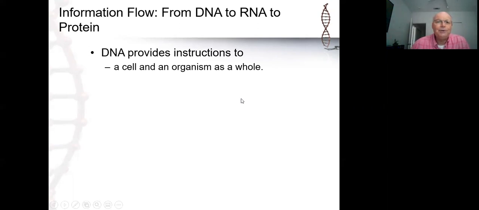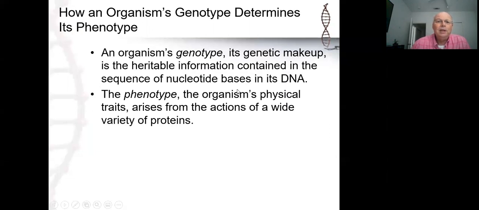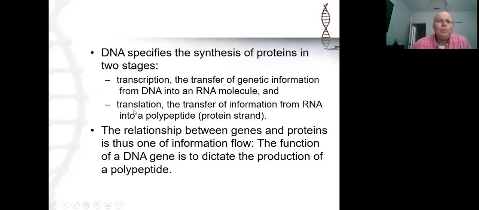So there is a distinct flow of information in the cell. Now, we've talked about genotypes and phenotypes before. We don't really need to review that, but just in case you've forgotten, the genotype is the gene makeup of the organism, the genetic combination that's found in the organism. The phenotype, of course, is what it actually looks like, and that is essentially the proteins and the result of those proteins being present.